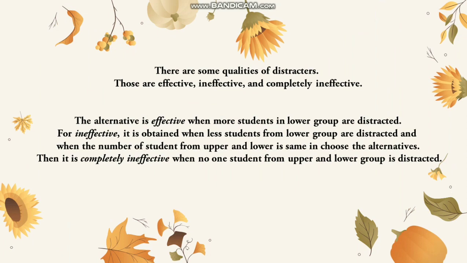There are some qualities of distractors. Those are effective, ineffective, and completely ineffective. The alternative is effective when more students in the lower group are distracted. For ineffective, it is obtained when fewer students from the lower group are distracted, and when the number of students from upper and lower groups is the same in choosing the alternatives. Then it is completely ineffective when no student from the upper and lower groups is distracted.